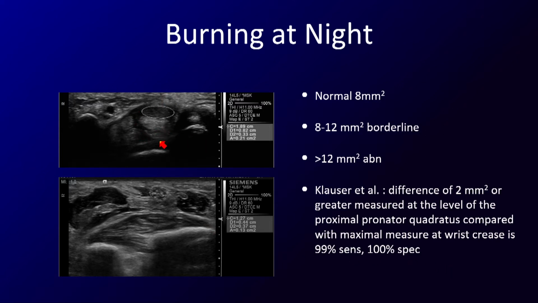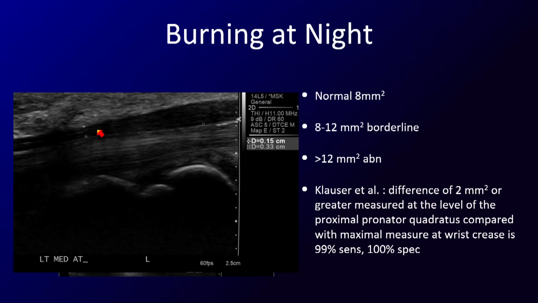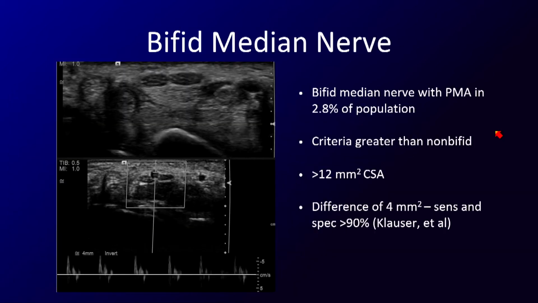So here's a patient who presented with burning in their fingers at night. When we look at the median nerve here within the tunnel, it is enlarged, measuring 21 millimeters squared in cross-sectional area, certainly well above 12. Here we are at the level of the pronator quadratus, which is this muscle right here, and we're measuring the median nerve at this level at 13 millimeters squared. So that's definitely greater than a 2 difference, and this patient does have entrapment of the median nerve in the carpal tunnel. This is what that long axis view looks like again, and you can see that it has this apparent flattening in that area of compression.